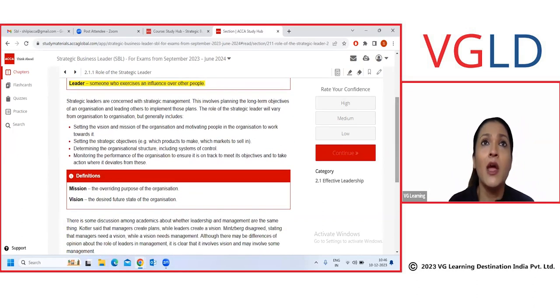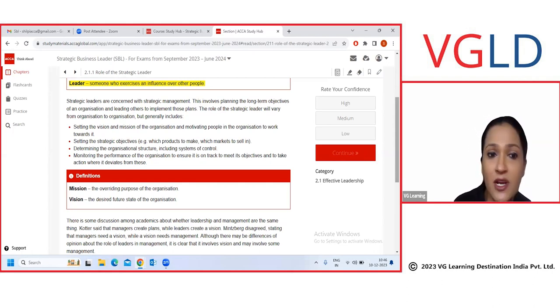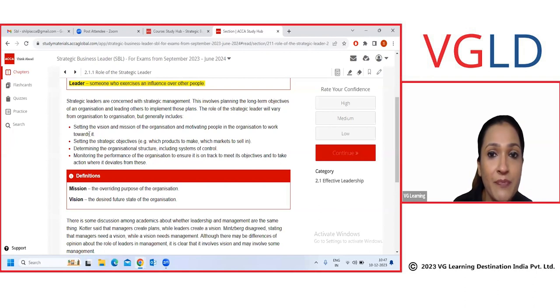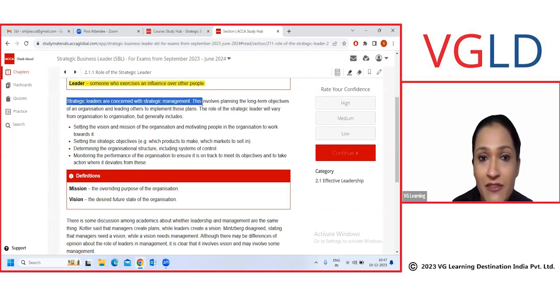Now, in an organization, whenever we are talking about strategic management per se, the role of a leader will obviously include setting the overall dynamics of the organization in terms of the mission and the vision that the organization stands for, in terms of the objectives the organization wants to achieve in the long run, in terms of determining the overall structure, the overall systems and controls, the overall culture in the organization, and the overall measures by which you will be monitored and controlled and overviewed in order to achieve the organization's success. So all of these are the roles and responsibilities of a strategic leader per se.